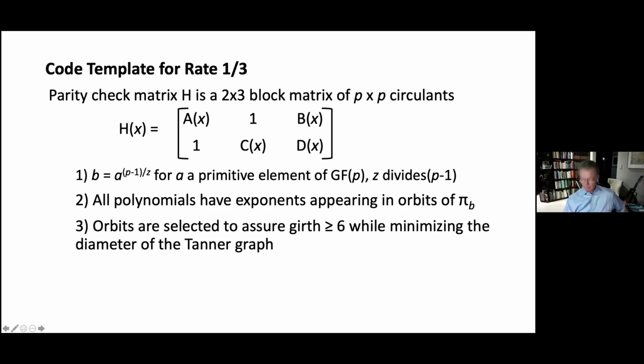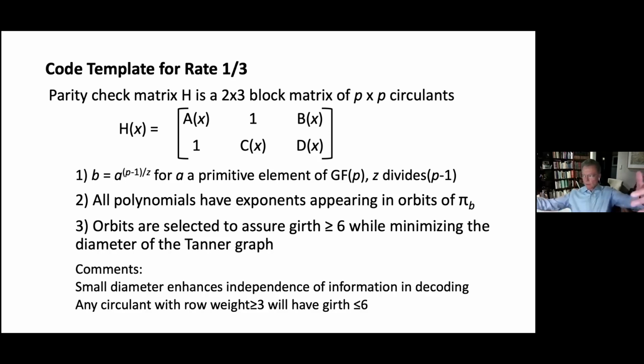Minimizing the diameter is making sure that information flows very rapidly across the graph from all points to all other points. So information from one bit will flow in diameter steps to all other bits. And if you can minimize that, you're in effect getting very fast flow across the graph.